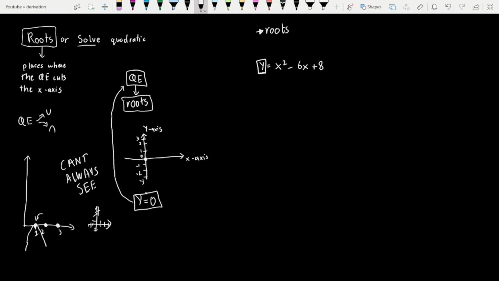So all I need to do is put this y value equal to 0, and I'm going to be left with x squared minus 6x plus 8. Or I can flip this around and write it like this. All I've done is say that my y value is equal to 0.